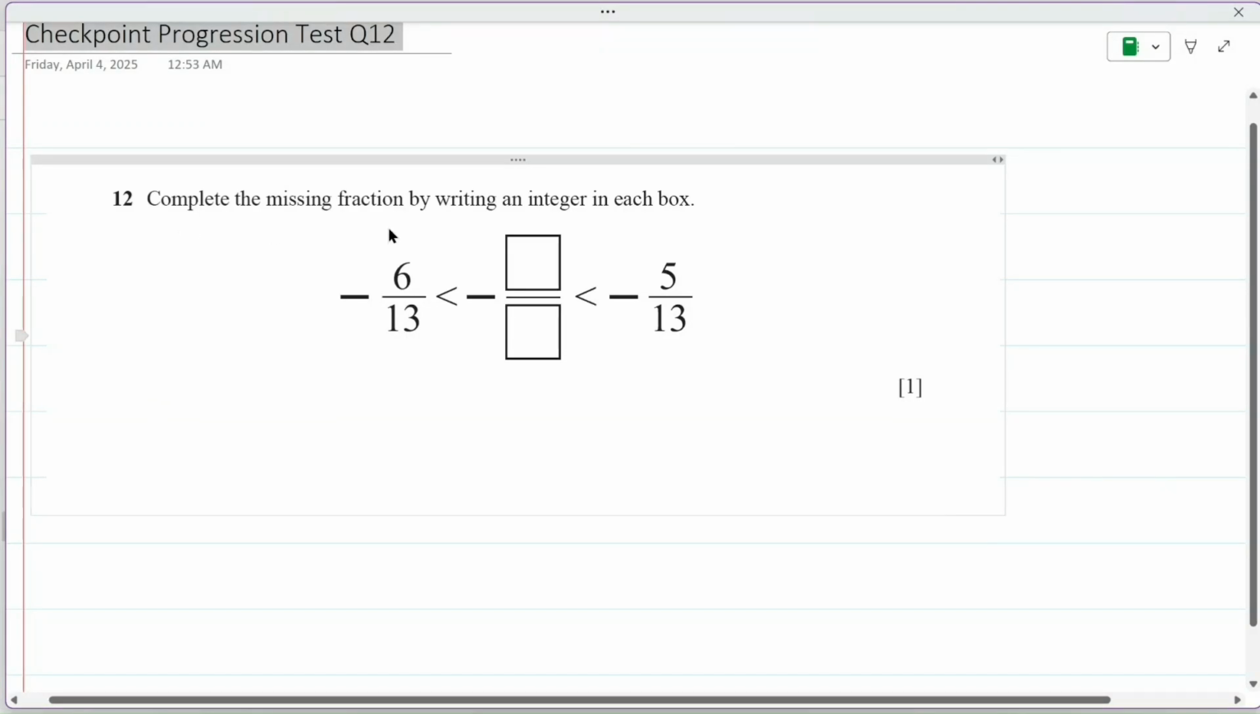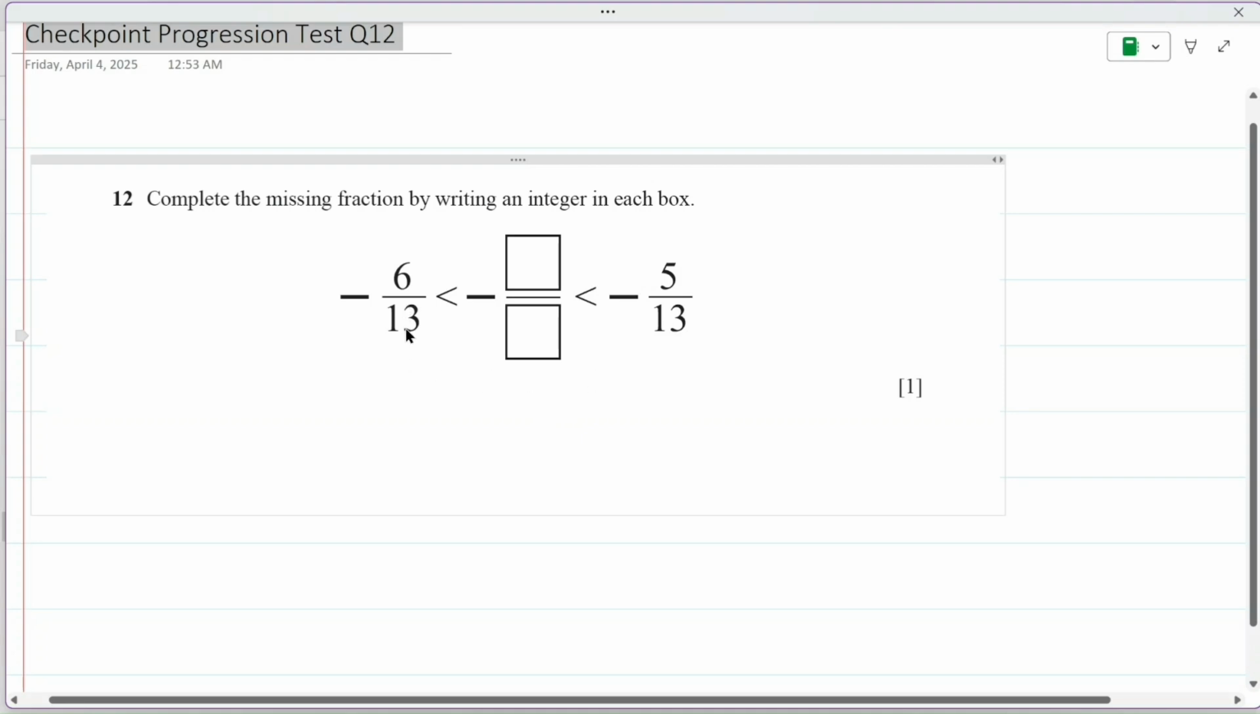Question 12. Complete the missing fraction by writing an integer in each box. So you have to write an integer here and also here. This is minus 6 over 13 is less than minus box over box, which is less than minus 5 over 13. That's minus 5 over 13 is greater than the fraction in the middle. There are actually two ways to solve this question, but we'll take the easier route.